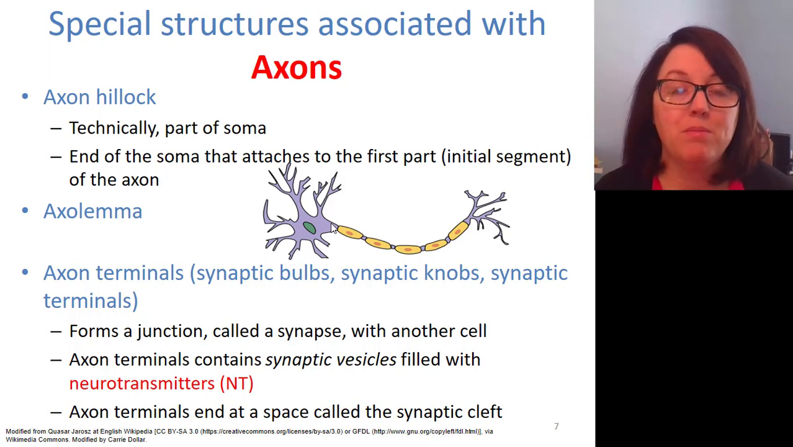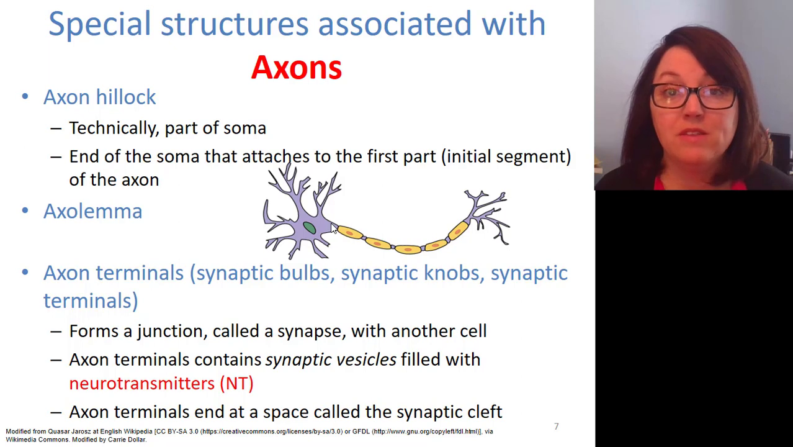Axolemma means the cell membrane of the axon. So that suffix lemma means cell membrane. The axolemma has some special properties to it that allow it to conduct a nerve impulse or action potential. We talk more about this in a different video.